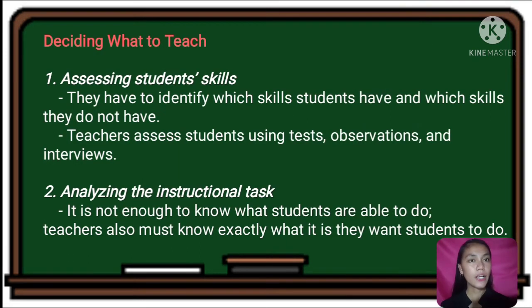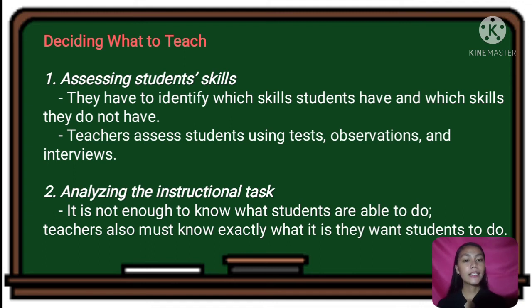First, let us talk about deciding what to teach. Deciding what to teach enables teachers to match instruction to each student's skill level. The process of deciding what to teach includes the following tasks. First is assessing student skills. In making decisions about what to teach, educators have to assess their students' skill level. They have to identify which skills students have and which skills they do not have. Teachers assess students using tests, observations, and interviews.